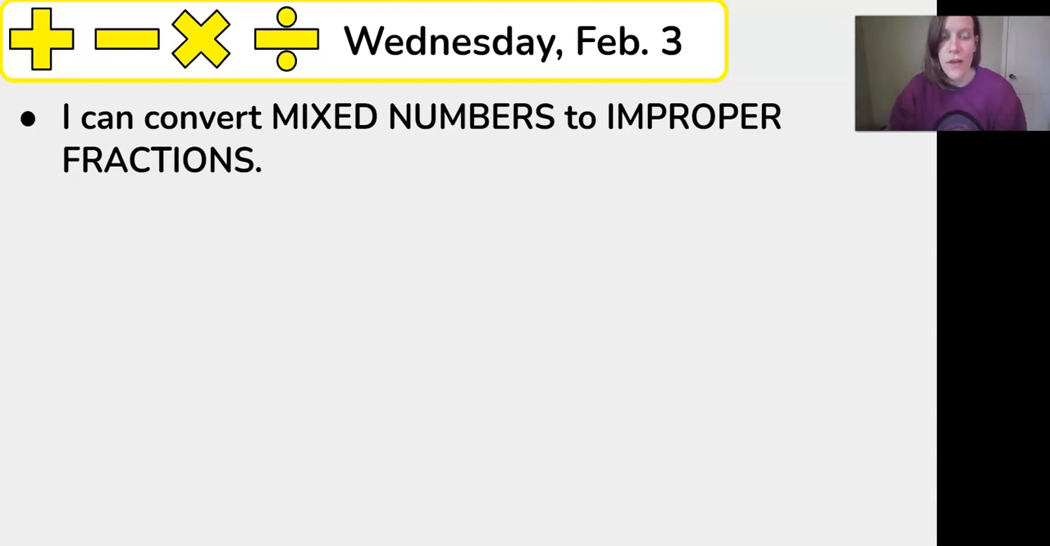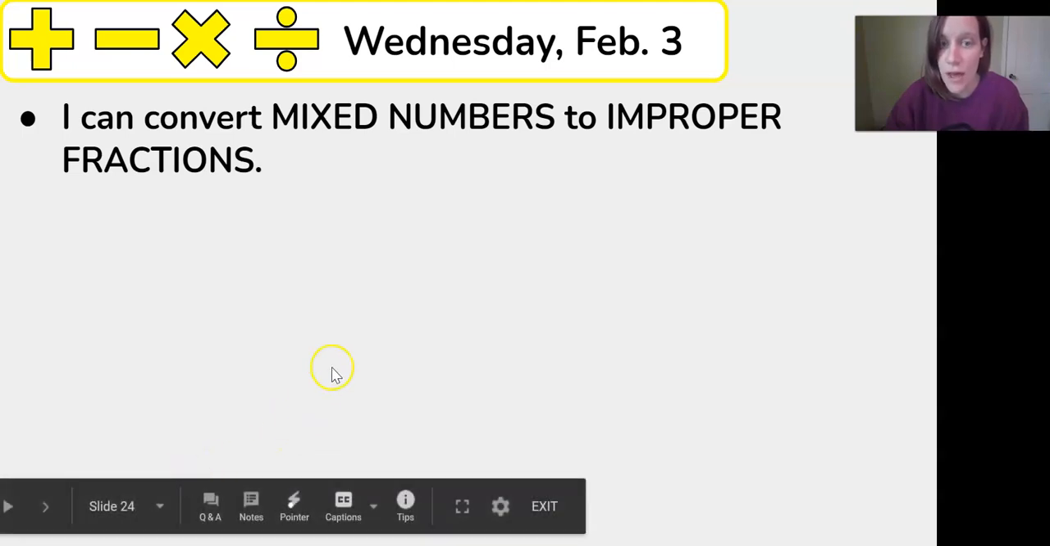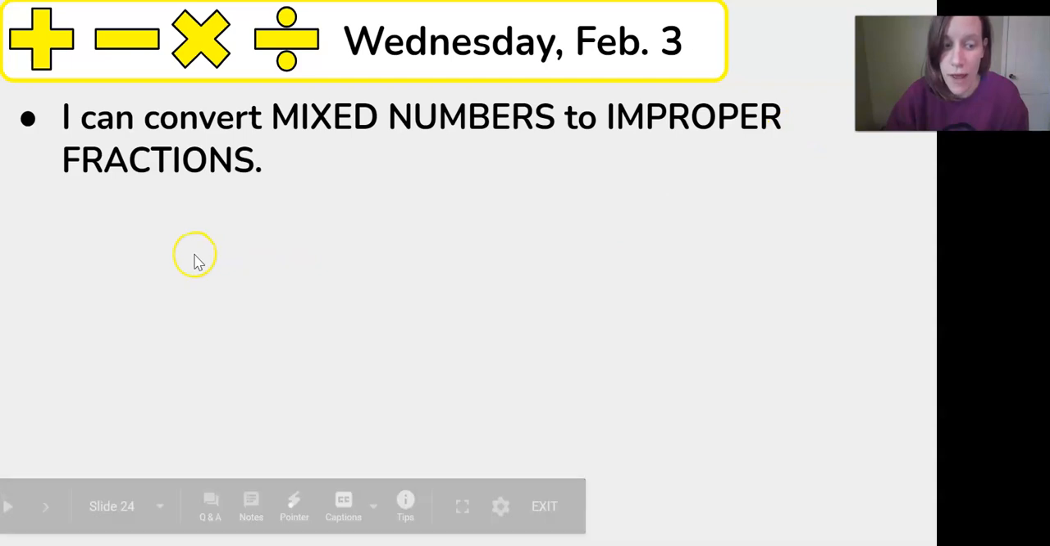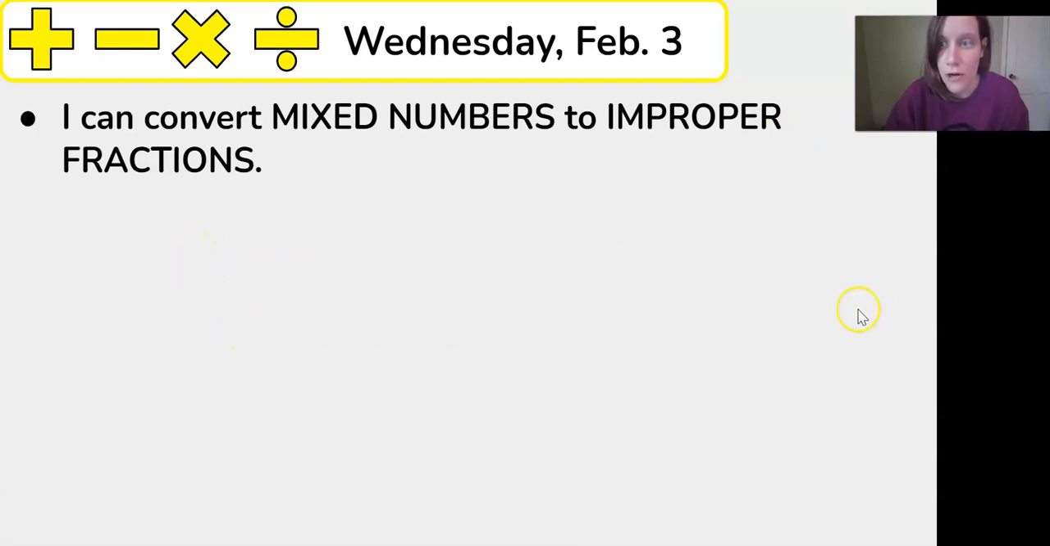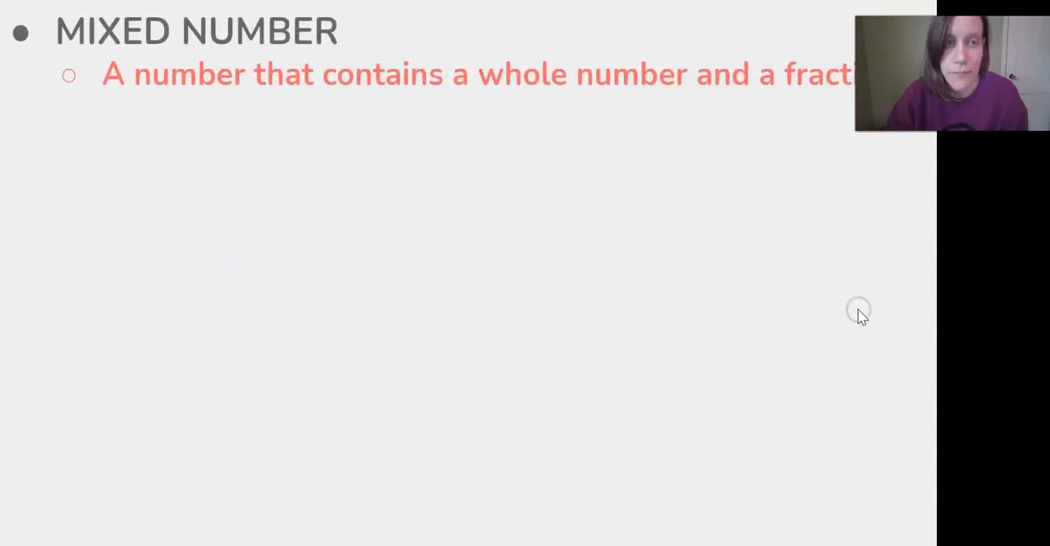Hi, fifth graders. Today we are going to continue our fraction review, and we are going to pick up where we left off yesterday. Yesterday we changed from improper fractions into mixed numbers. Today we're going to see how we can go in the opposite direction and convert mixed numbers into improper fractions. First we're going to review what both of those are.